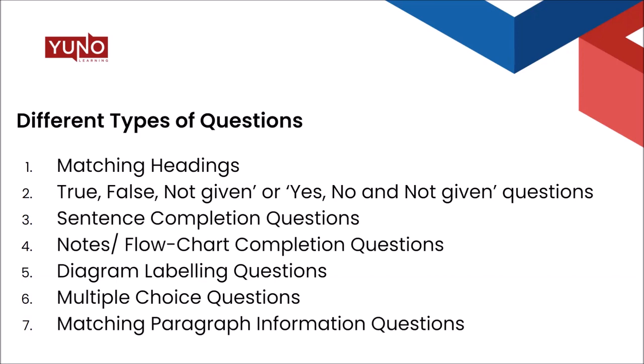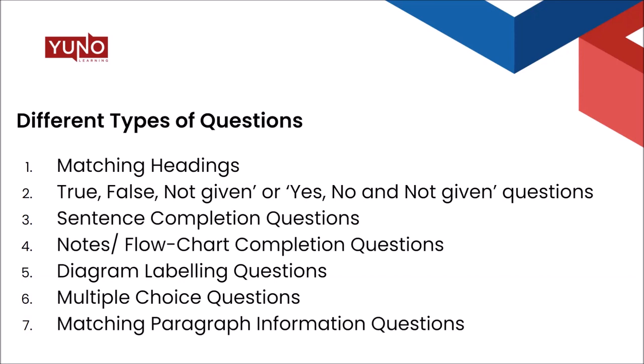Then yes, no, not given questions. So the author may have an opinion about something, may make a claim about something. So yes, no, and not given questions are all about the attitude of the author towards a particular subject, the opinion of the author for something, and the claim made by the author. So you should pay extra attention to the adjectives, the describing words that the author uses when you have to answer this type of questions.